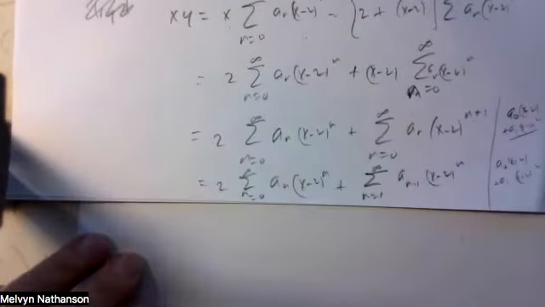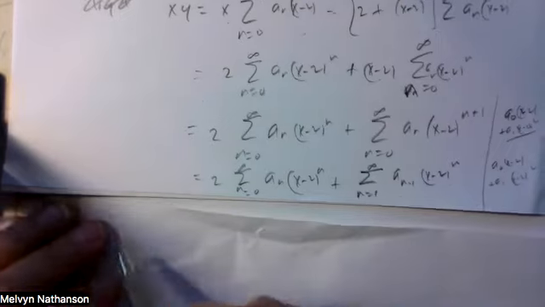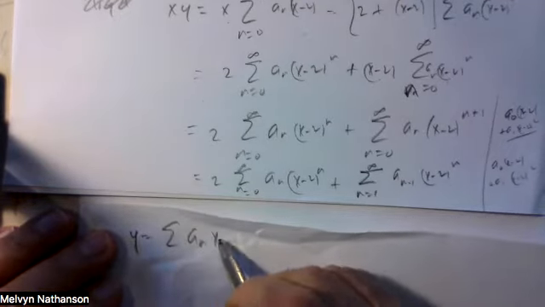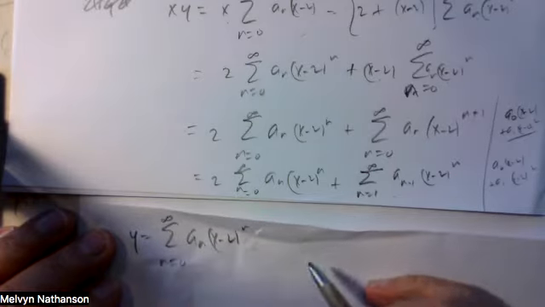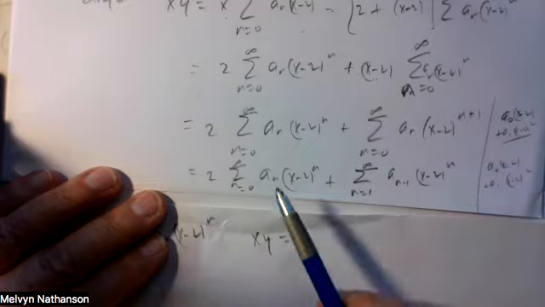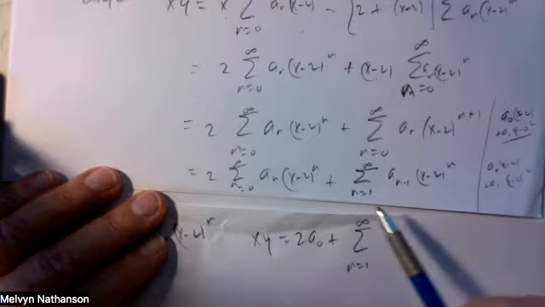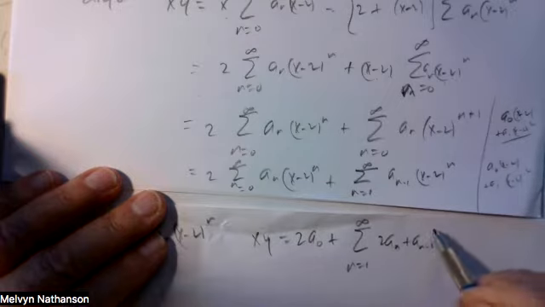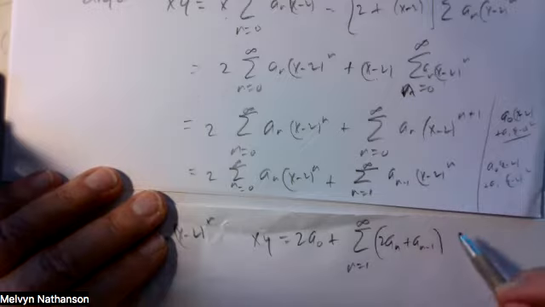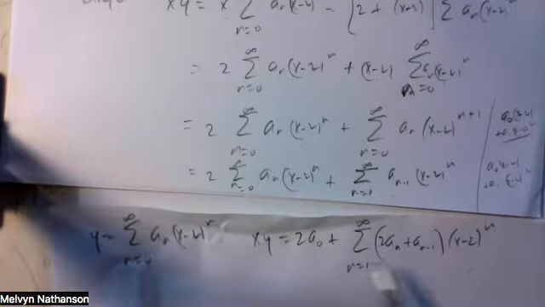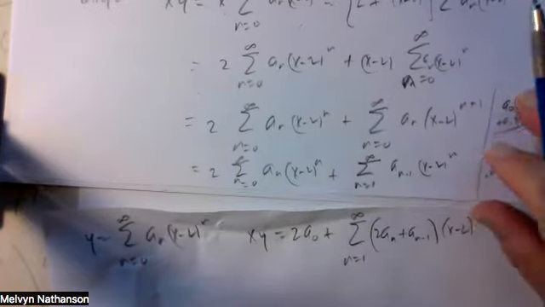And so what I've ended up with is that when y is summation a_n (x minus 2)^n, n goes from 0 to infinity, x times y is this. Here, when n is 0, I get the term 2a0. And then n going from 1 to infinity, this is 2a_n plus a sub n minus 1, just adding up the series, (x minus 2)^n. So xy is equal to this. Okay, other questions?